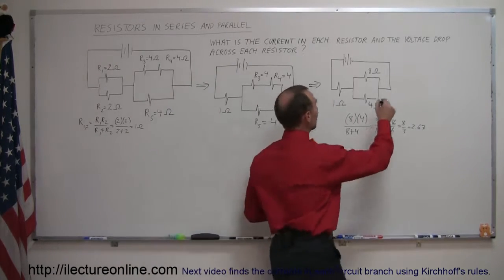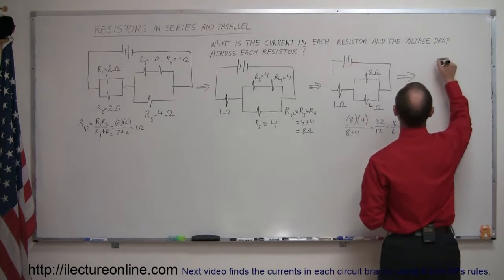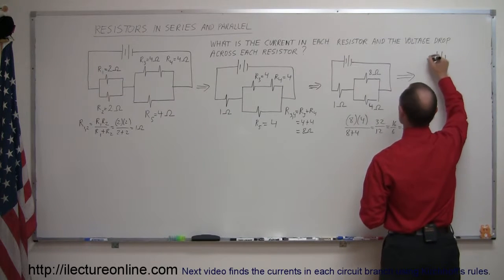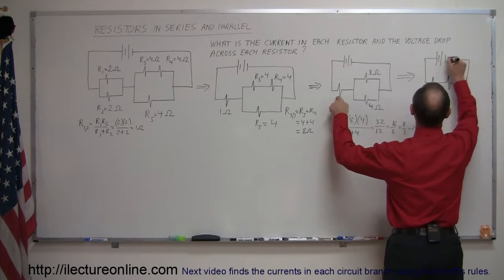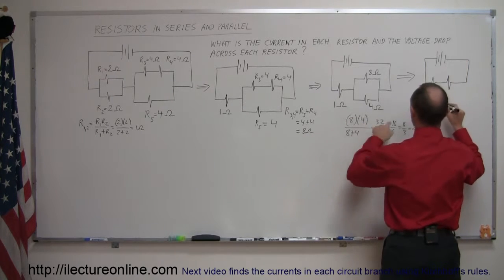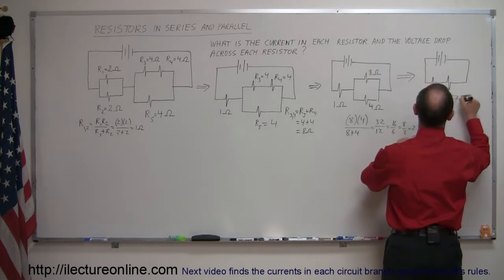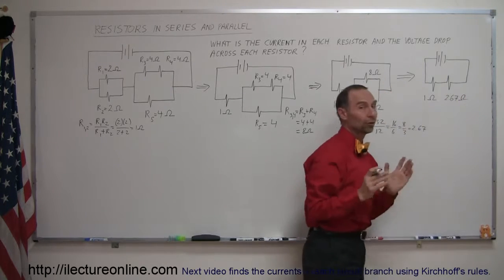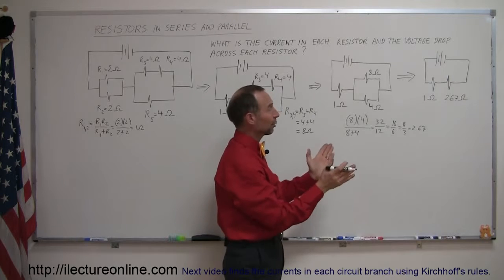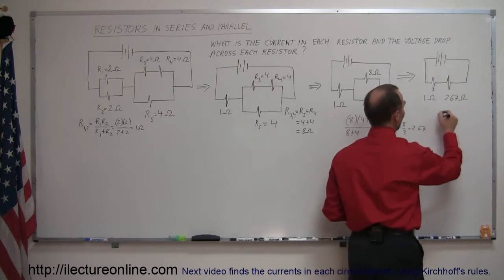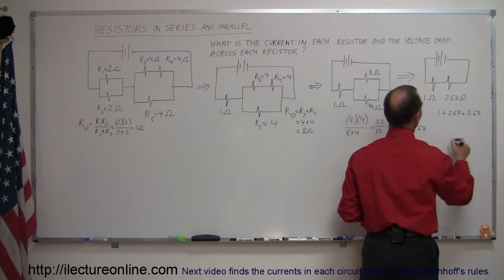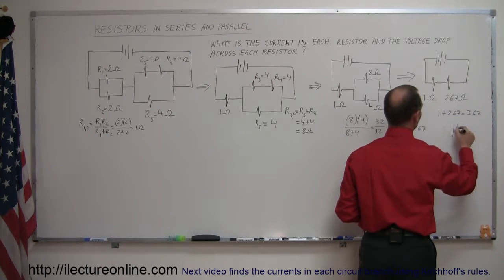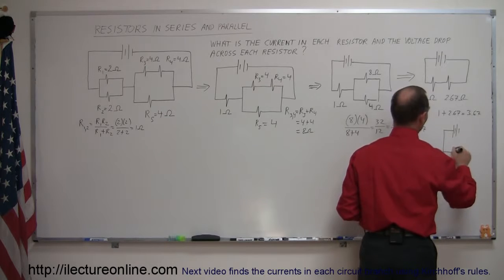All right, I can now redraw the circuit. Now it looks like this. So we have one resistor here, and we have another resistor here. So this is a 1 ohm resistor, and this now becomes a 2.67 ohm resistor. And now, of course, those two are in series. You can combine them into a single resistor, adding them up. So we have 1 plus 2.67, which is 3.67. And so this becomes a circuit with just a single resistor, like so.